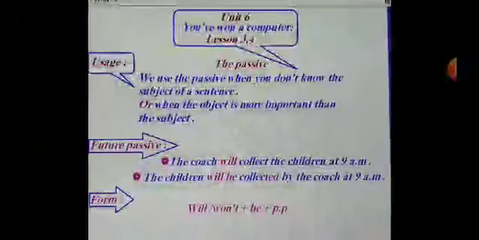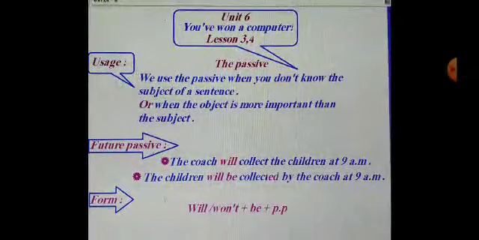Okay, let's study some structures. Our structure today is the passive, future passive. We use the passive when we don't know the subject of a sentence, or when the subject is less important than the object. For example, future passive. In a future passive, we start the sentence with the object, followed by will, plus be, plus past participle.